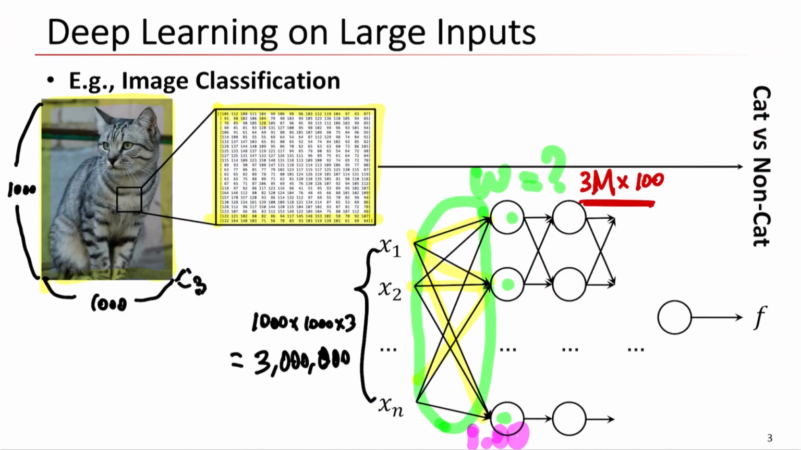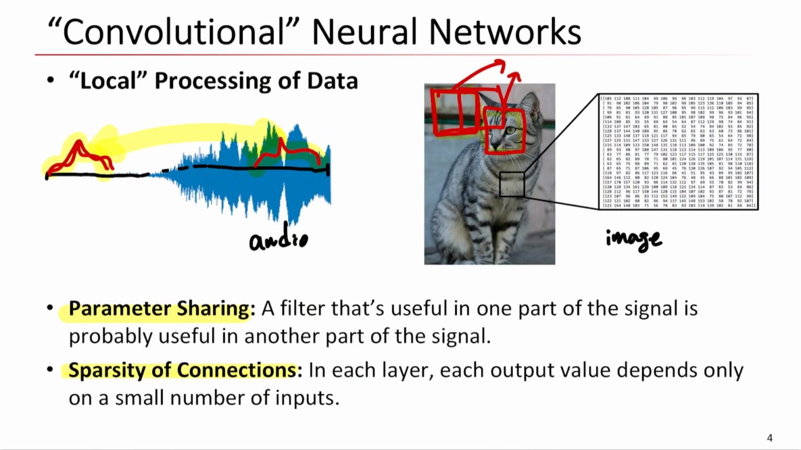But when I think about deep learning on large scale inputs such as images, the conventional neural network has too many parameters we have to find out. So we need a more clever way to deal with this, right? So we introduced the convolutional neural network that processes the data in a local manner, right? The local processing of data has the properties of parameter sharing and sparsity of connections, right? So this is the convolutional neural network.